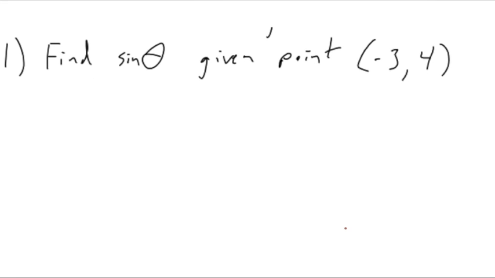So let's do an example. Let's say that we want to find the sine of theta given the point (-3, 4). We're going to start by sketching where that point is located. Sketching that point, (-3, 4) would be somewhere about here: 1, 2, 3, and up 4. So there's our point, (-3, 4).